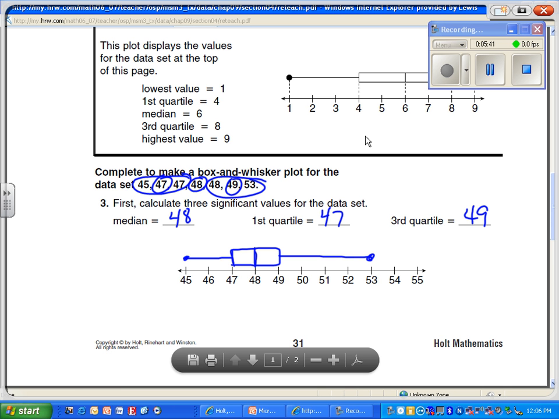All right, just a quick note. If you have a data set that's got an even number of numbers and you have 2 numbers in the middle, you need to find your median, but you're going to separate those numbers so they'll be a part of the lower half and the upper half. So make a note of that.